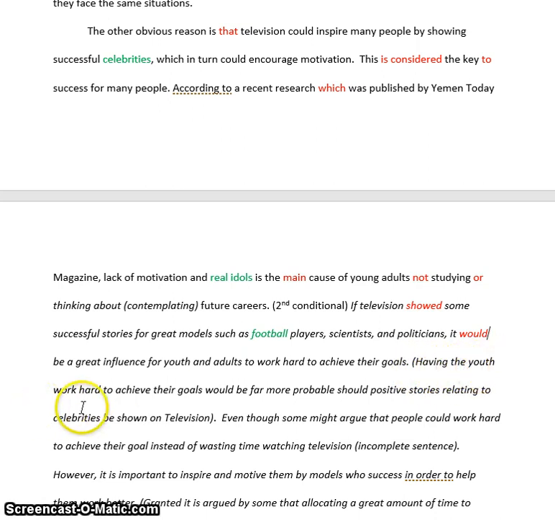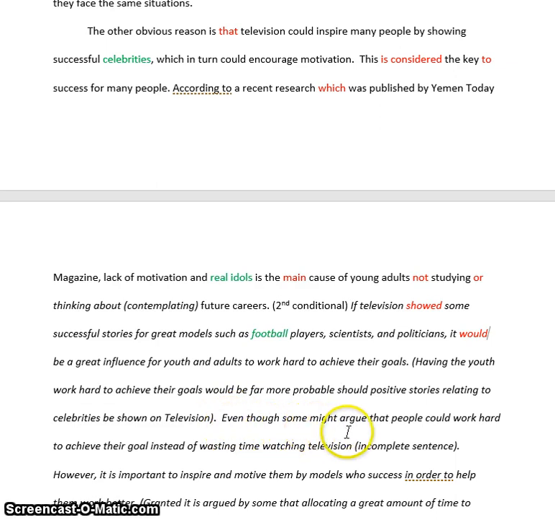Having the youth work hard to achieve their goals would be far more probable. So this would happen a lot more, would be far more probable should positive stories relating to celebrities be shown on television. So what I've done in this sentence, firstly, I've started the sentence with a gerund. Secondly, I've used should instead of if, which is the same thing but more advanced. Thirdly, I've used be shown, which is the passive. So I have written a very good advanced sentence here.